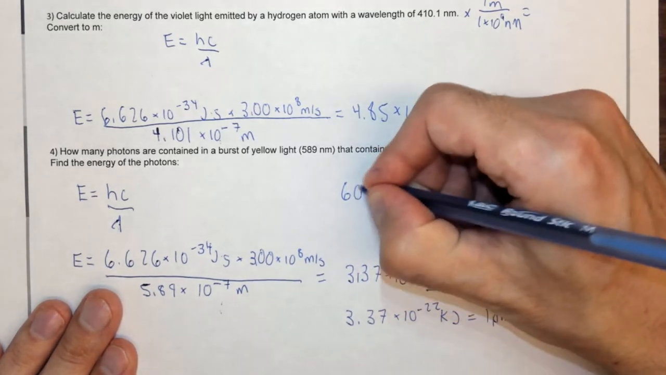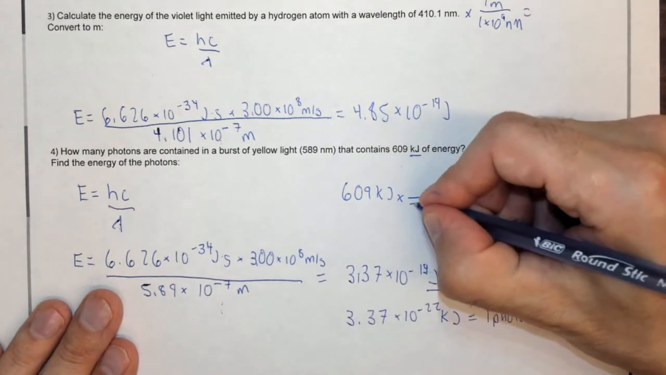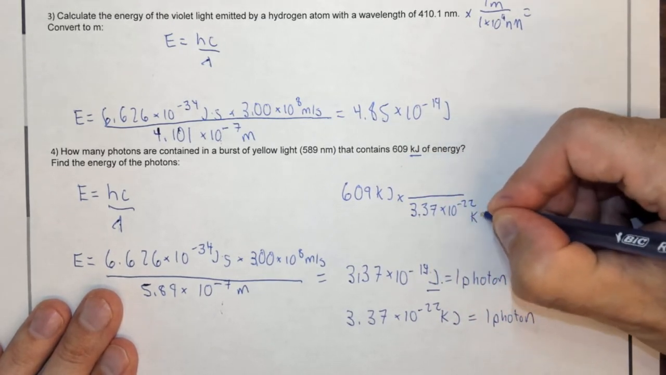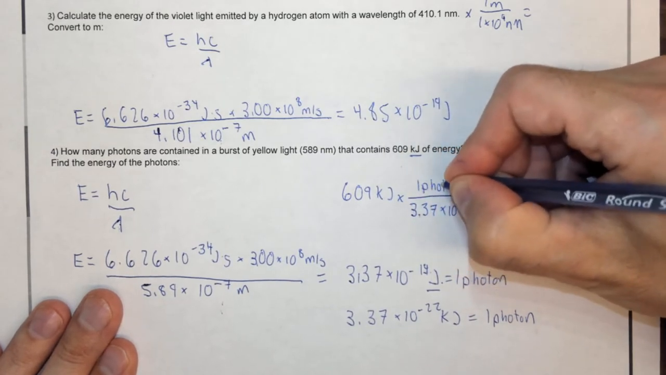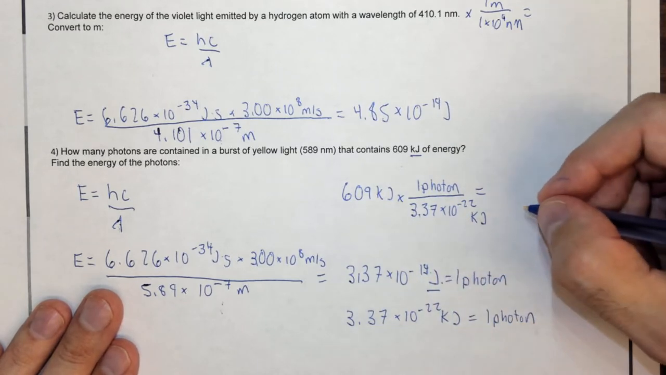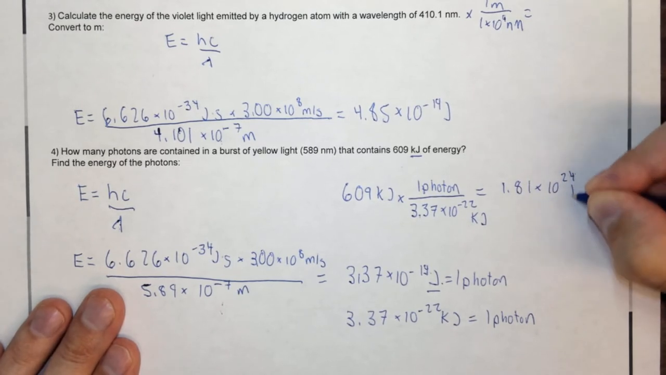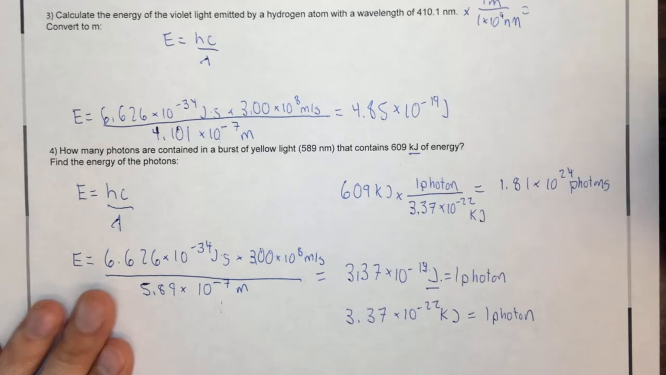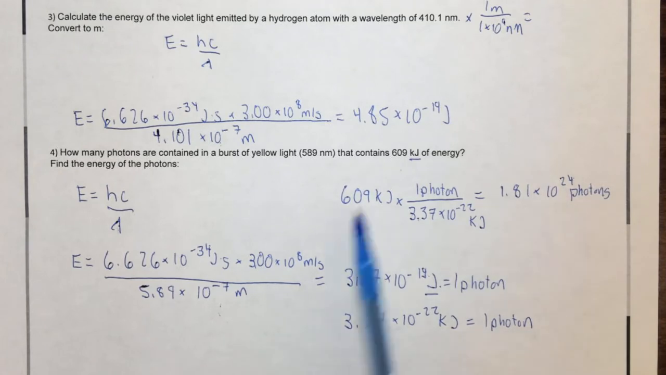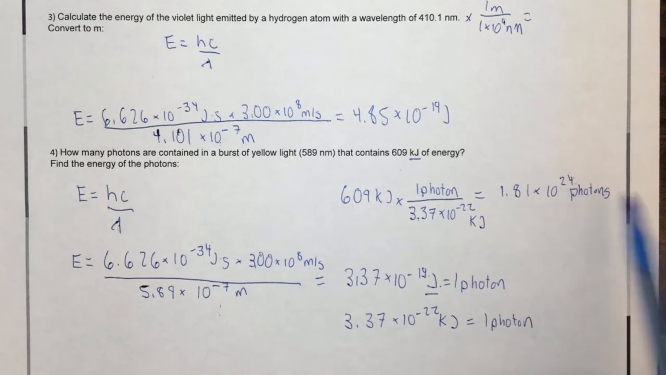Starting with 609 kilojoules times, well, I want the kilojoules on the bottom, 3.37 times 10 to the minus 22 kilojoules on the bottom, and one photon on the top. And when I do that math, I find that there are 1.81 times 10 to the 24 photons, which is roughly 3 moles of photons.